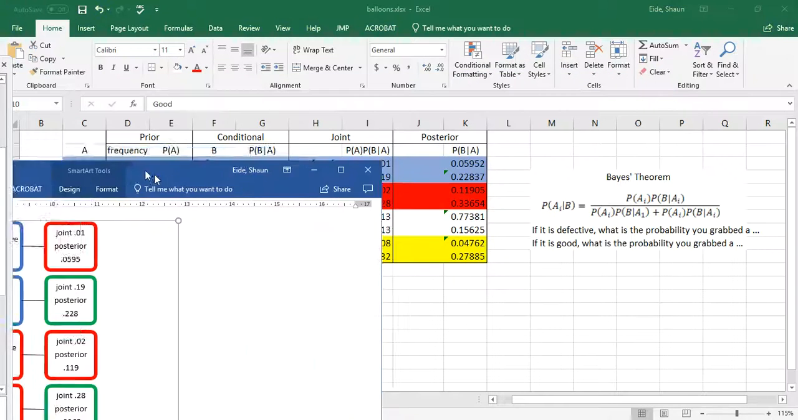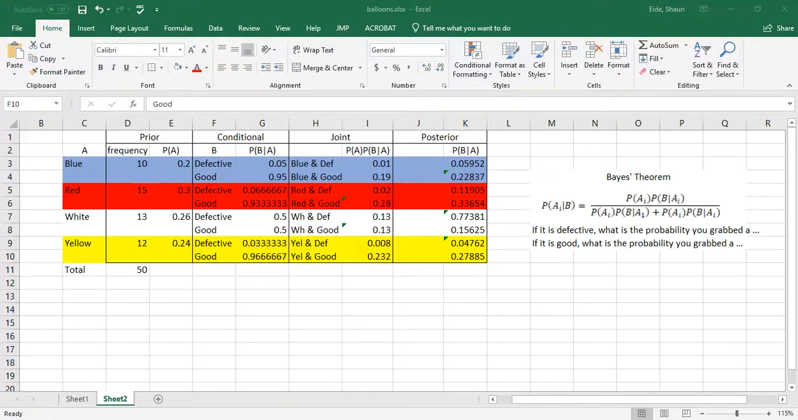Okay. Now we're going to introduce a new concept called posterior probability. And that's essentially saying, if B occurs, what is the probability of A? So in other words, if I grab a defective balloon, what is the probability that that randomly drawn balloon that happens to be defective is blue? Or what is the probability that that balloon is red? Or what is the probability that that balloon is white? Okay, and so the way that we calculate that is by something called Bayes' theorem.